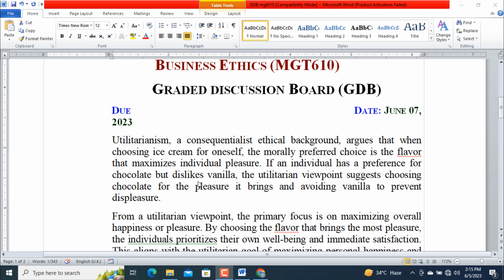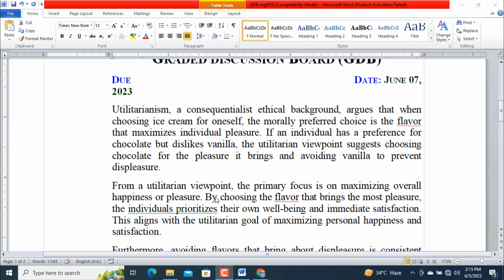Utilitarianism, a consequentialist ethical background, argues that when choosing ice cream for oneself, the more preferred choice is the flavor that maximizes individual pleasures. If an individual has a preference for chocolate but dislikes vanilla, the utilitarian viewpoint suggests choosing chocolate for the pleasure it brings and avoiding vanilla to prevent displeasure.